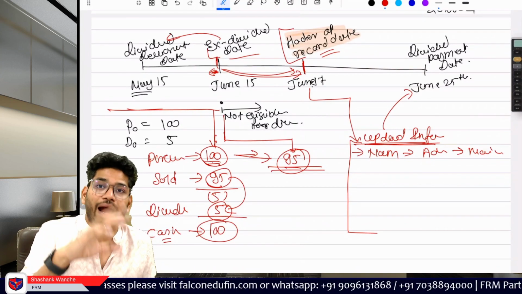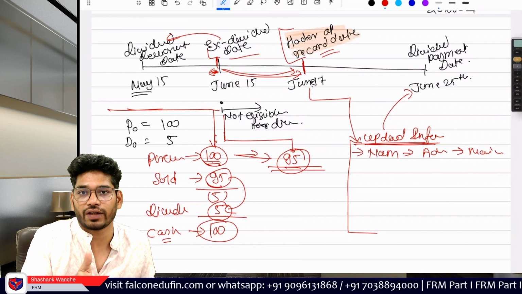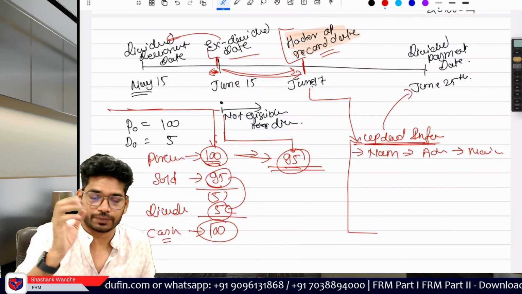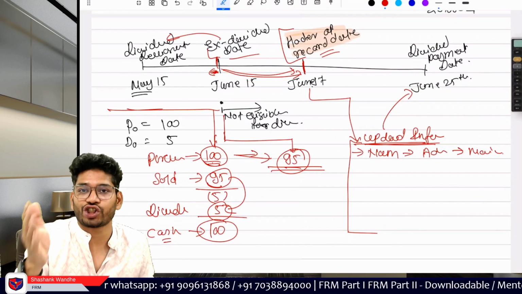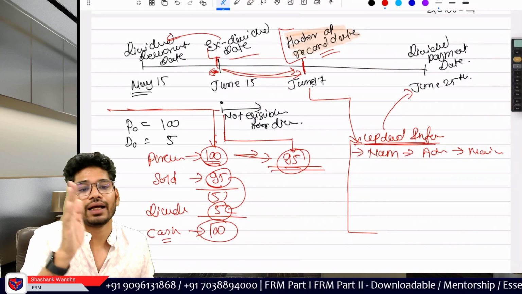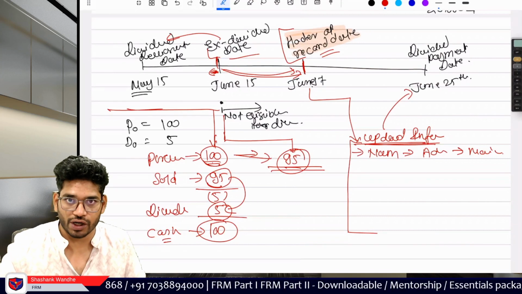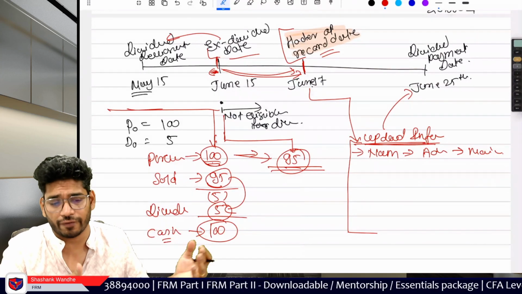The company needs time to update their record. That's why we have the holder of record date. On this date, the company will have all the information on who the shareholders are, holding shares one day before the ex-dividend date. On the dividend payment date, the company will check their register of shareholders, take the addresses, and mail you the dividend checks.